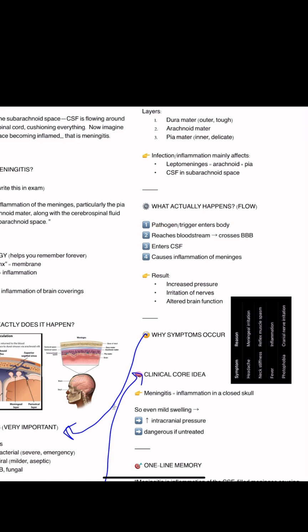There will be the pathogen. A trigger, like an immune trigger, will be there. Then the pathogen will reach the bloodstream. It will cross the blood-brain barrier. The problem is at the blood-brain barrier also.